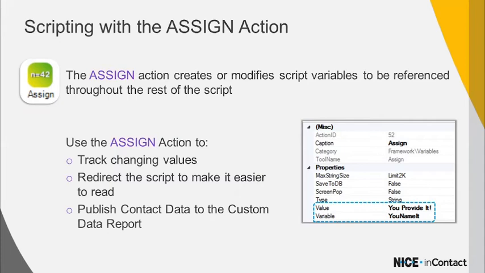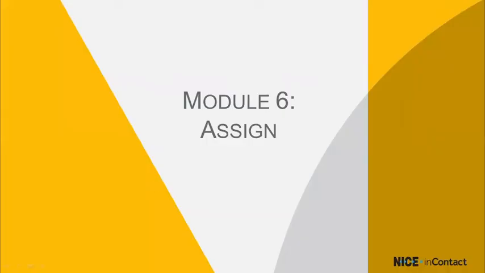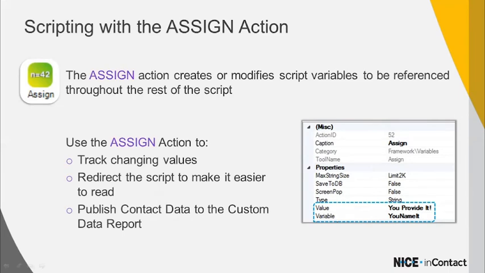Assign is the next option which we can use in the Studio. Assign is an action to create or modify a script variable to be referred to throughout the rest of the script. At the bottom you're seeing this value you provided, you name it. So assigning is a kind of variable which we can create and modify. It totally depends upon how I'm using this assign in my value, and basically it's used just to track the value.